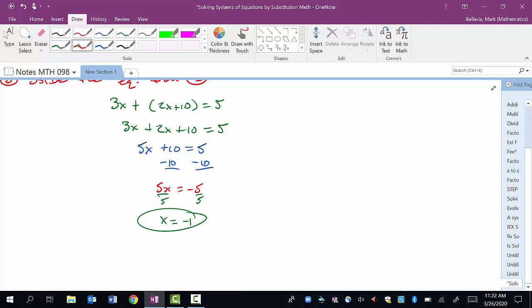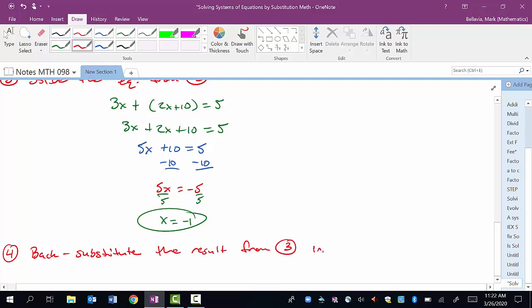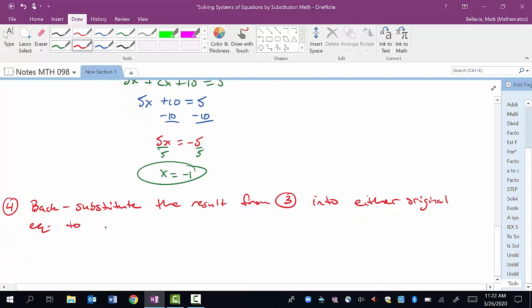Now, remember what I said at the beginning. The solution to a system of equations is always an ordered pair, right? It's the part where the graphs cross each other, so you need an x and a y value. We found x, so now we'll back substitute in to get y. So we know what x is. We're going to go back to one of the originals. Doesn't matter which one you pick. So I'm going to say back substitute the result from step 3 into either original equation to find the other coordinate.